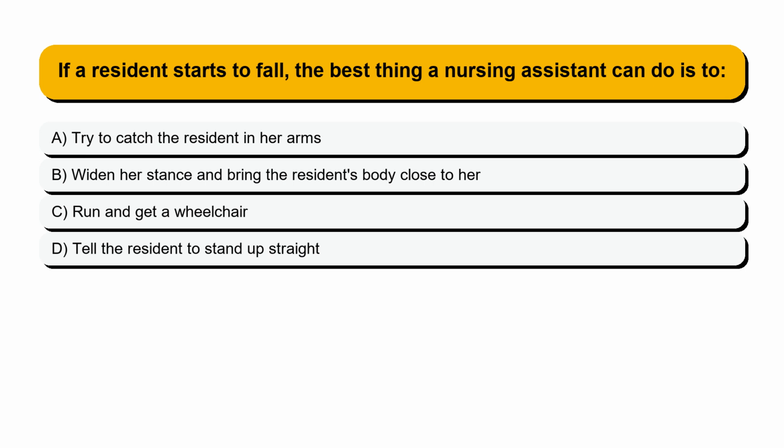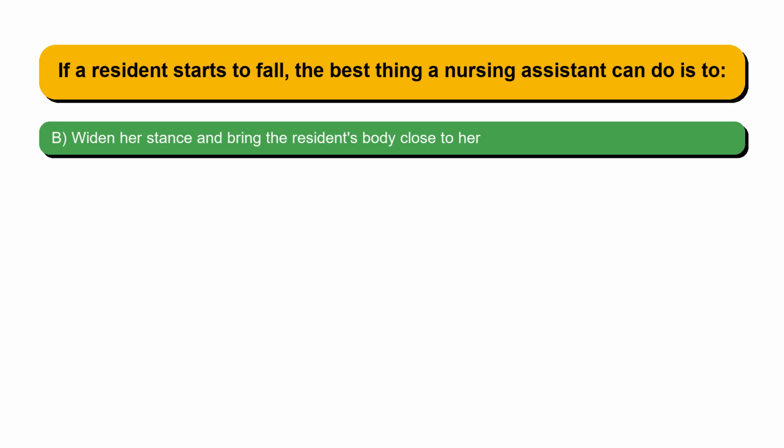Question 45. If a resident starts to fall, the best thing a nursing assistant can do is to: Option A. Try to catch the resident in her arms. Option B. Widen her stance and bring the resident's body close to her. Option C. Run and get a wheelchair. Option D. Tell the resident to stand up straight. The correct answer is option B.